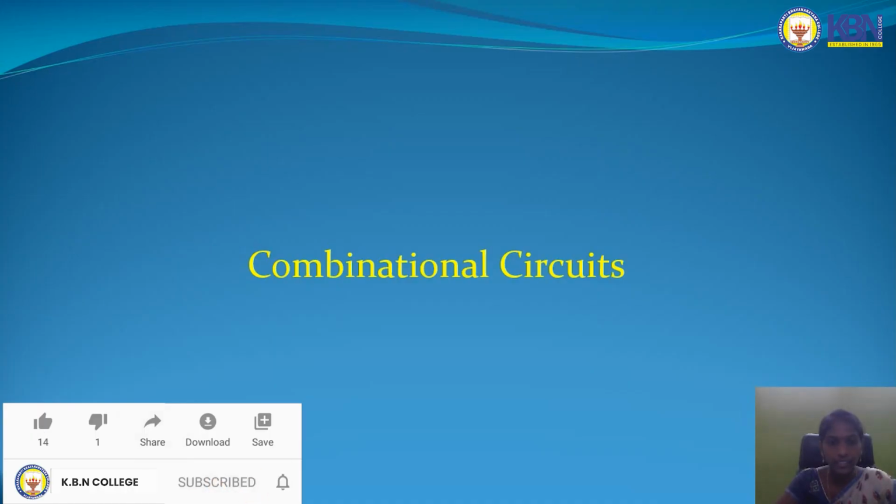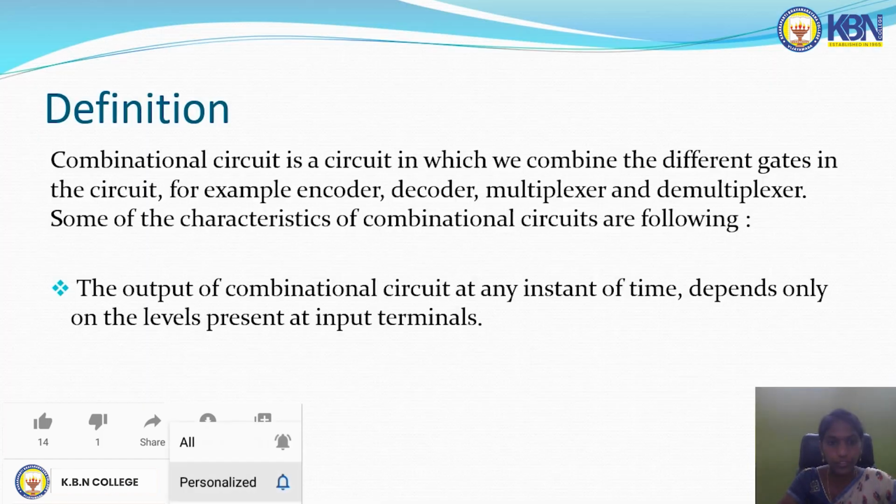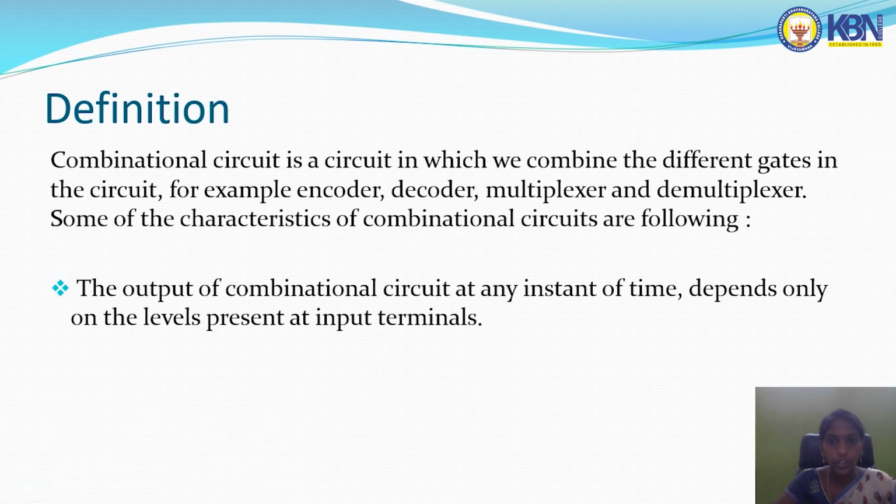In this video, we are discussing combinational circuits and the definition of combinational circuits. A combinational circuit is a circuit in which we combine different gates. For example, encoder, decoder, multiplexer and demultiplexer.